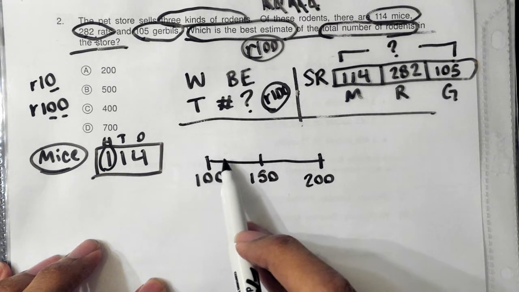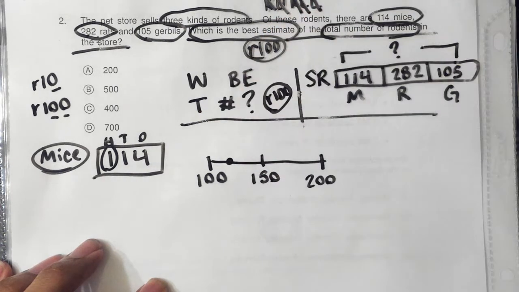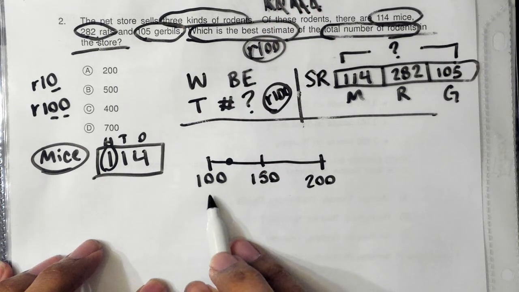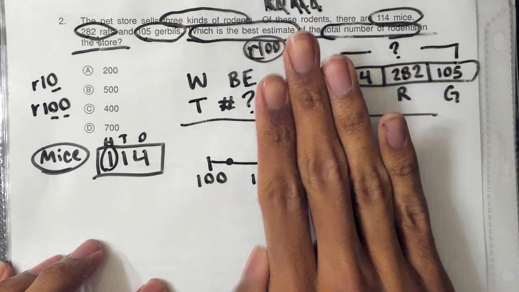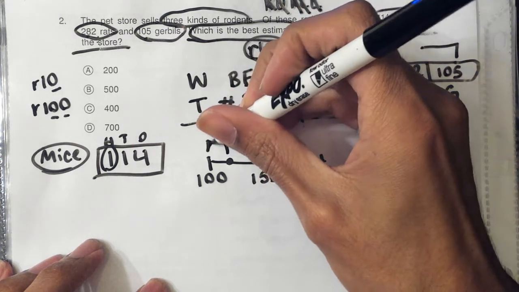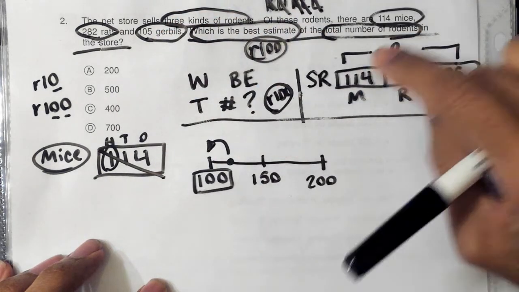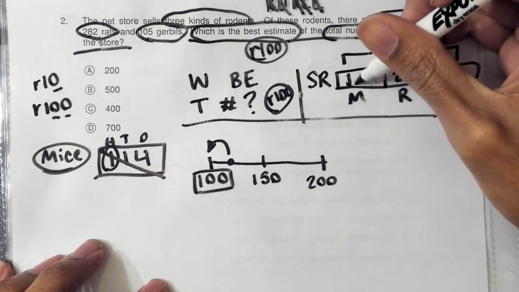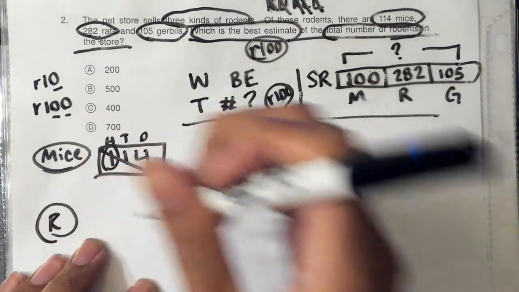And now I have to put this 114 on the number line. 100, 110, 120. So the 114 should be around here somewhere. And when I round, I need to see which is closer, the 100 or the 200. Because it's on this side of the midpoint, it's closer to 100. So 114 rounds to 100, and I need to change that in my strip diagram. Now I can do the rats.